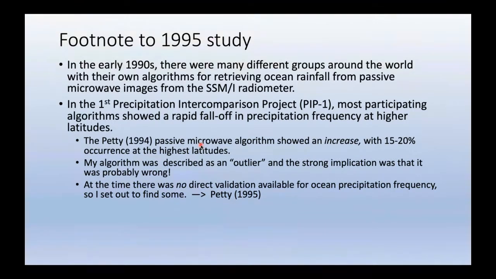Well, there was no direct validation at the time for ocean precipitation frequency or even amount. There's a few tropical atolls that were able to measure rainfall on daily and monthly levels, but not instantaneous, and there was nothing really outside the tropics to independently verify precipitation at all.